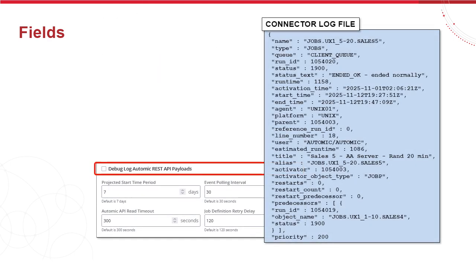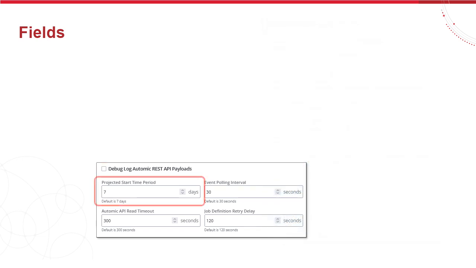Scrolling down, if you check the REST API debug function, you will generate a log of the REST API outputs. The projected start time period determines how far in the future you want to go in collecting forecasted jobs. The default set to 7 days is acceptable. The polling interval determines the frequency of acquisition of the event data, like job executions. Obviously, this is far more dynamic than definitions, and so the default is set to 30 seconds, which is low enough to keep Automic and AI in sync without impacting performance. AI will wait 5 minutes by default before giving up on polling the API in the event of no response, and 2 minutes to retry the acquisition of the definition data.